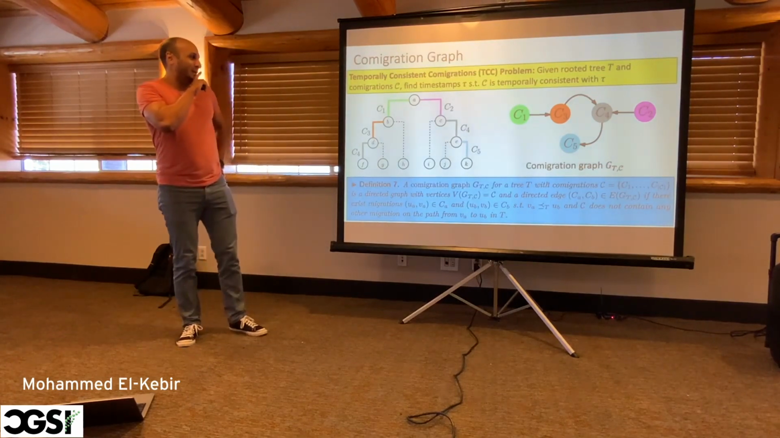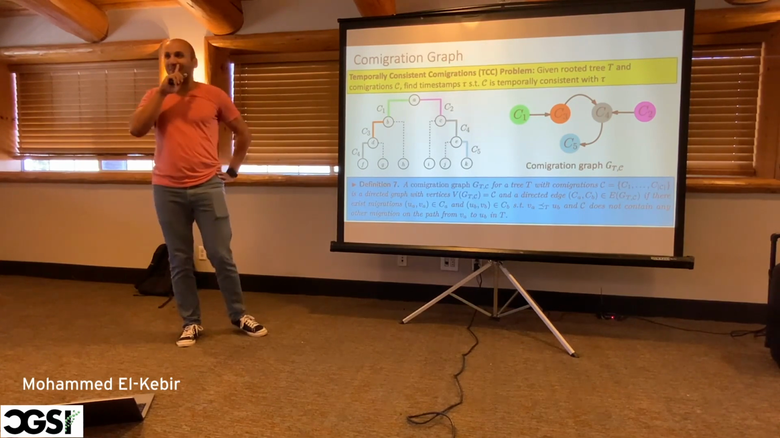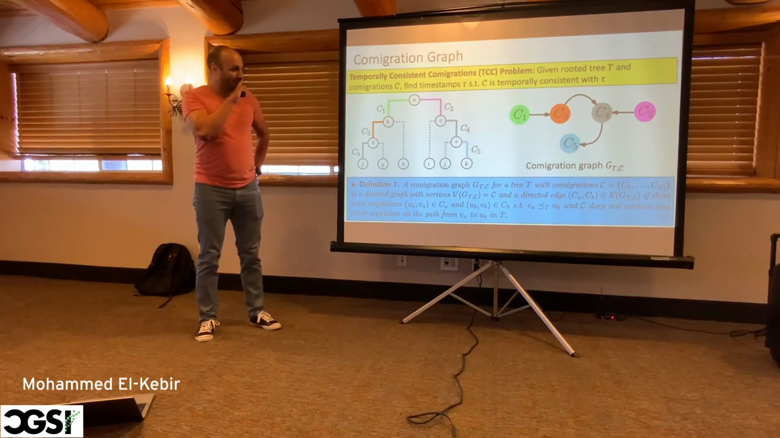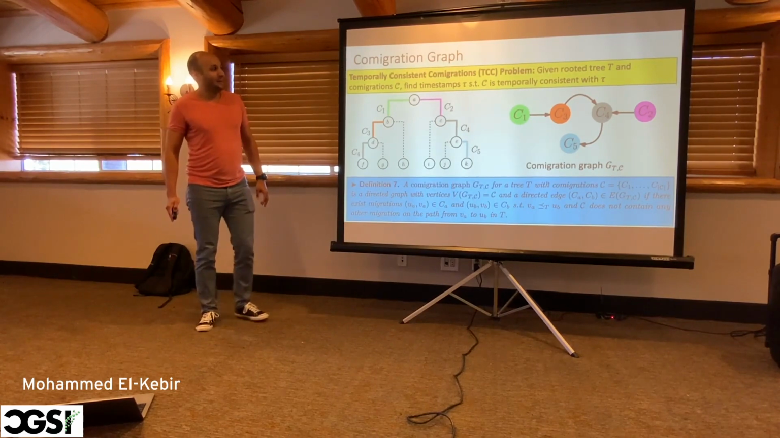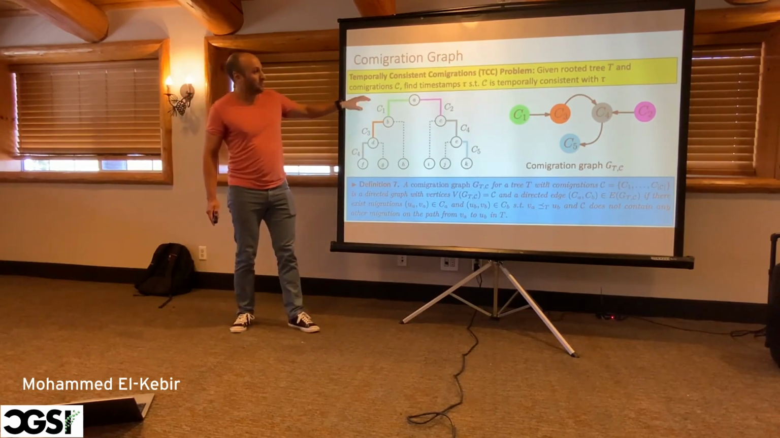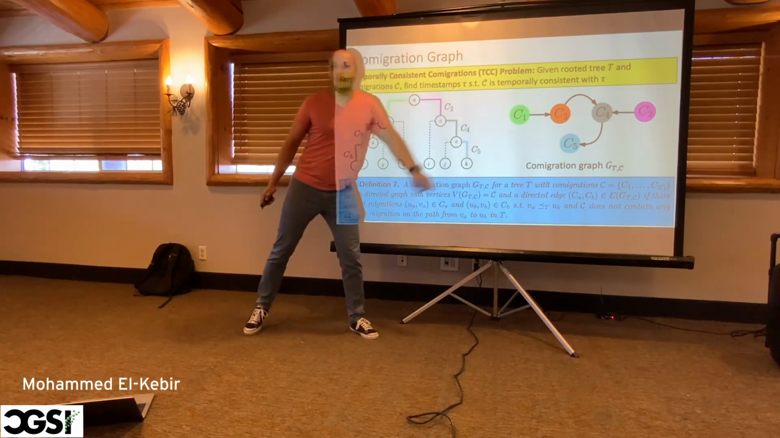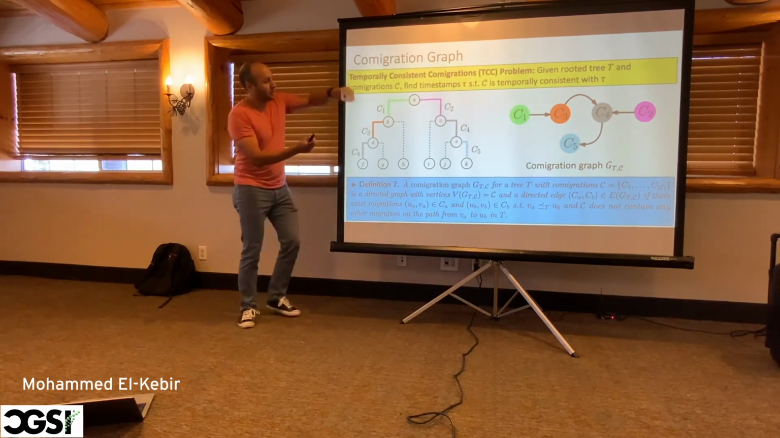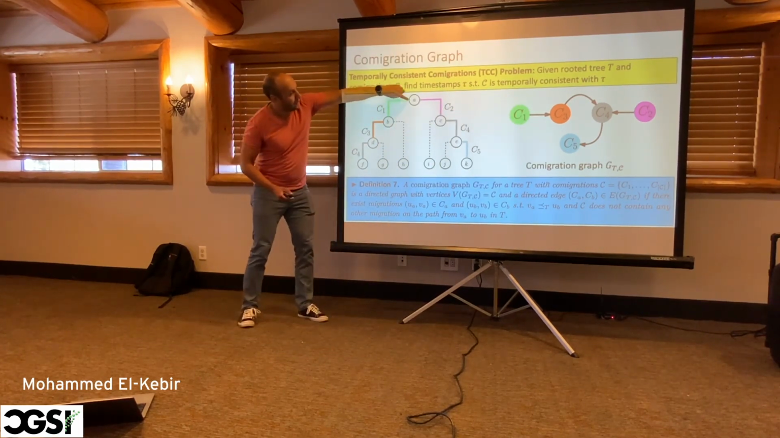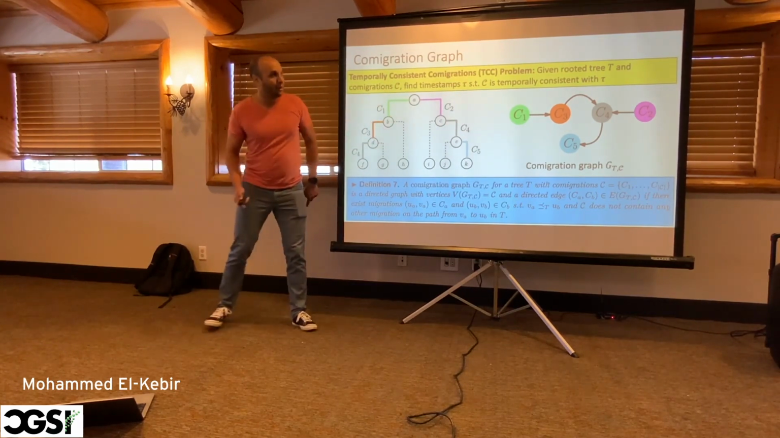This is actually a relatively simple problem, but it took us a while to see the solution. What you can do is construct what we call a co-migration graph. We're given the co-migrations, and each co-migration is going to be a node in this co-migration graph. There will be an edge if the co-migrations are consecutive on the tree. So we have an edge from green to orange, and from orange to gray.